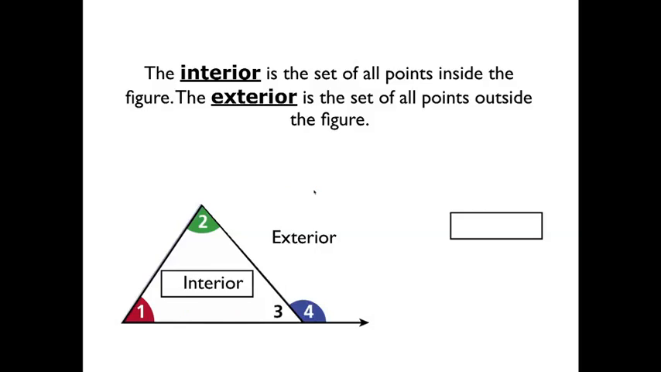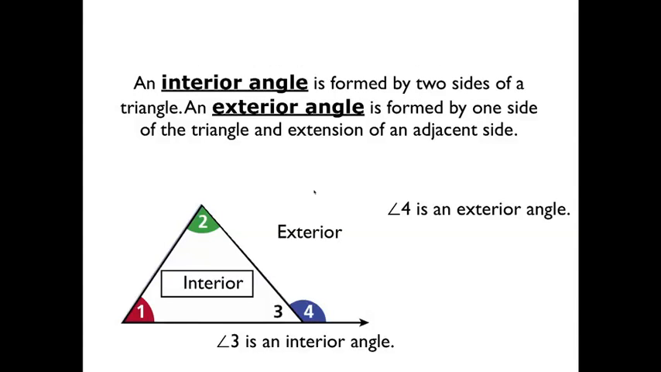And then we use that idea to talk about interior angles and exterior angles. So angles 1, 2, and 3 are interior angles. Angle 4 is an exterior angle. And we're going to use that for a theorem here in just a second. But we need to understand that the exterior angle has to be outside the triangle, the interior angles have to be inside the triangle.